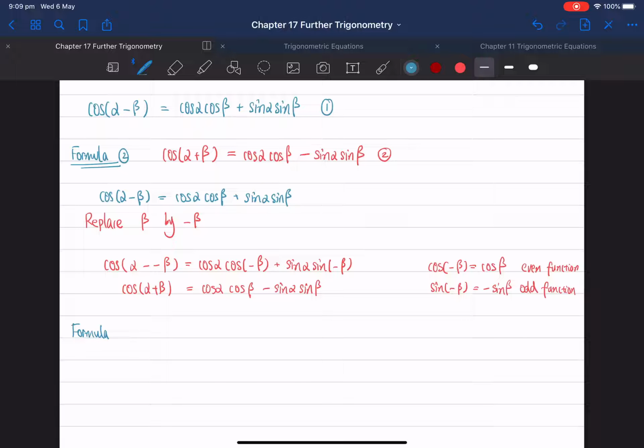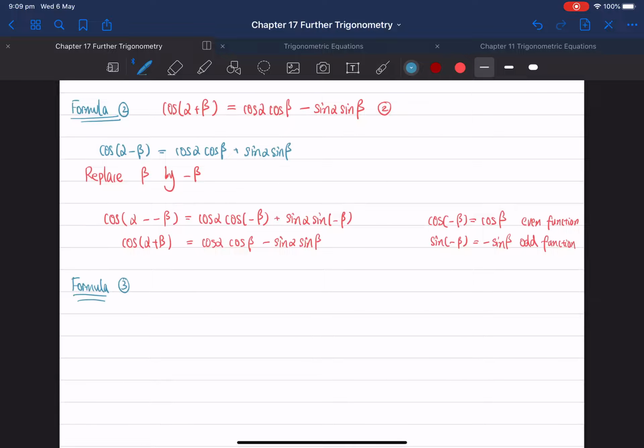All right, formula number 3, another compound angle formula here. We're still going to start from cosine alpha minus beta. Still going to start from there, because that's our original formula, and we can manipulate that formula to get to different formulas.